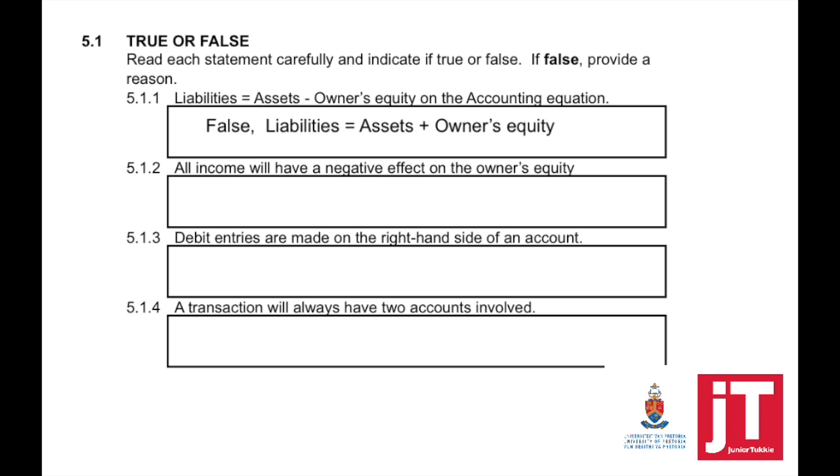Number 2, all income will have a negative effect on the owner's equity. This is false because all income will have a positive effect. All expenses will have a negative effect.